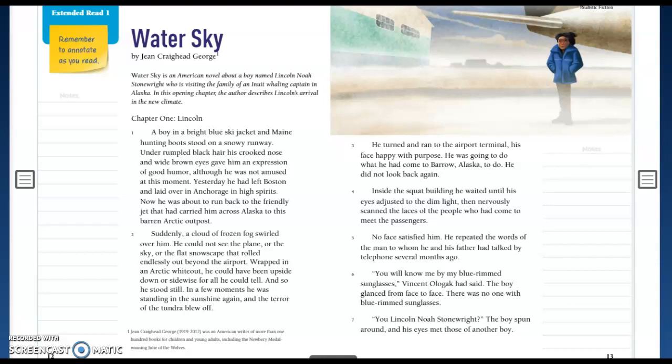Hey, third graders. Today we are going to be learning and thinking about the footnotes that are located in our text, Water Sky by Jean Craighead George. So let's start by taking a look at the footnote that's included in the title of our story. Do you see it up here right next to the author's name?